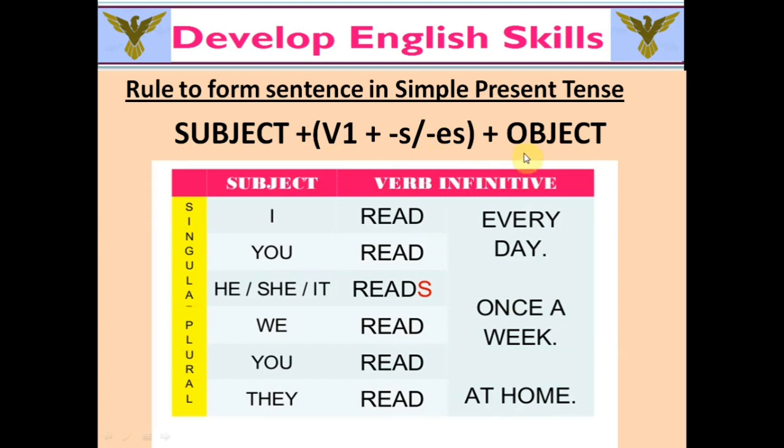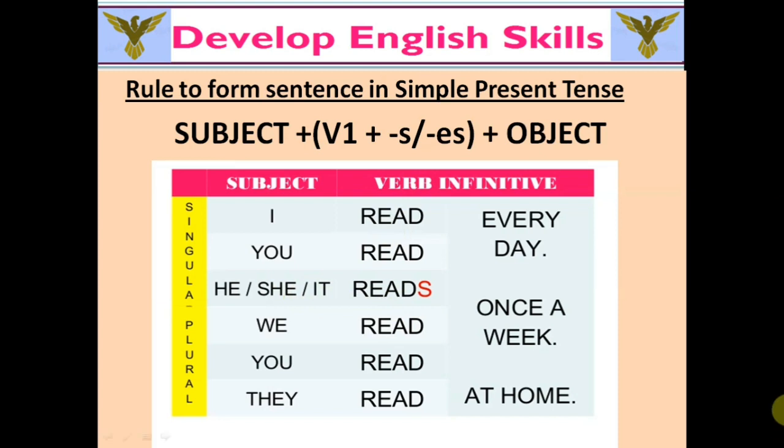Now the subject is I, you, he, she, it. These are singular subjects. We, you and they. These are plural subjects. And the verb here is read. So when it is used with he, she, it, there we add s with the verb. And then we write the object.